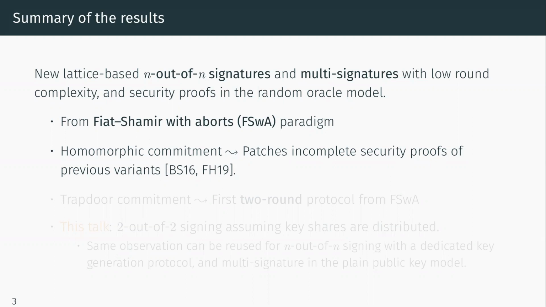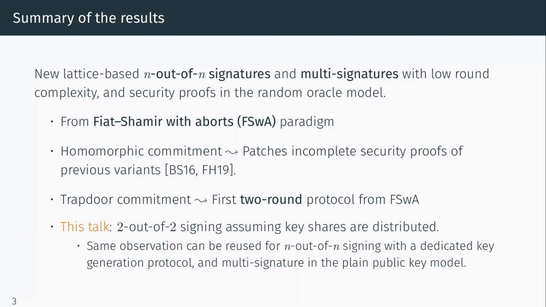Here I remark that we are not claiming that the previous constructions are insecure. It's just that a certain crucial step is not explained. So it may be that you could patch it in a different way. And actually, the use of homomorphic commitment is not just for completing the proof. By instantiating the commitment with a trapdoor commitment, we can achieve a two-round protocol from Fiat-Shamir with aborts, which is, to the best of our knowledge, never proposed before.